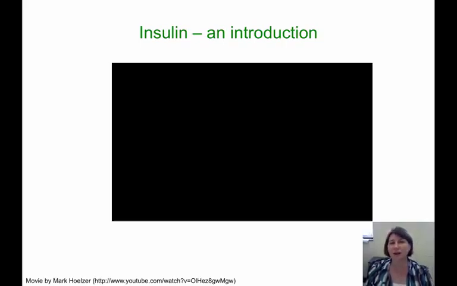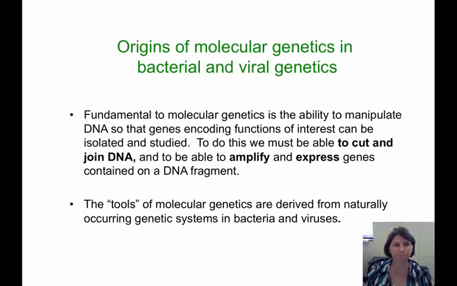So now, let's go and look at the types of technology which is involved in being able to clone a gene from one place to express it in another. So what we're going to be looking at today is the origins of molecular genetics, and many of the processes that we're talking about come from bacterial and viral genetics. So fundamentally, what we want to be able to do is to cut a piece of DNA from one place and join it to another piece of DNA.